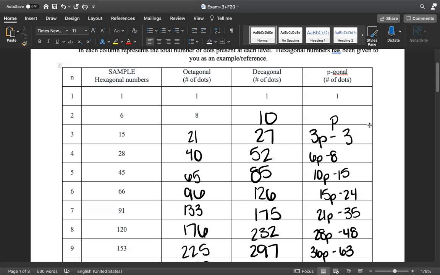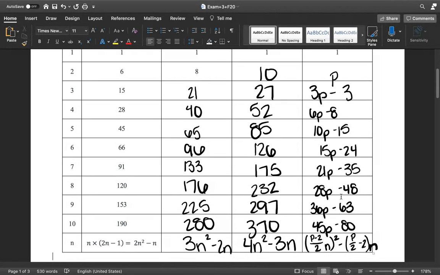Finding a pattern to generalize for each of our levels for any p-gonal shape, I found that for level 2, it would be p. For level 3, it would be 3p minus 3. If you just look at the relationship between all of the numbers in our chart, we find that 3 times 6 minus 3 gives us 15. 3 times 8 minus 3 gives us 21. And then 3 times 10 minus 3 gives us 27. And so I found that relationship for each level and generalized it.